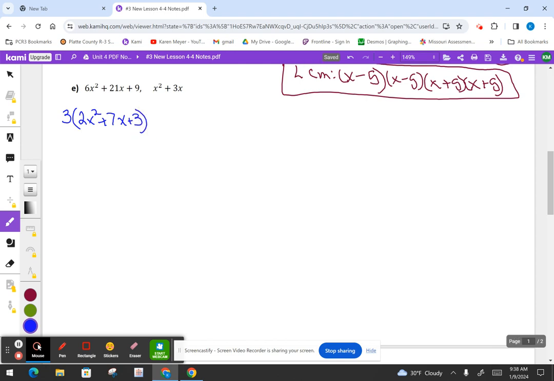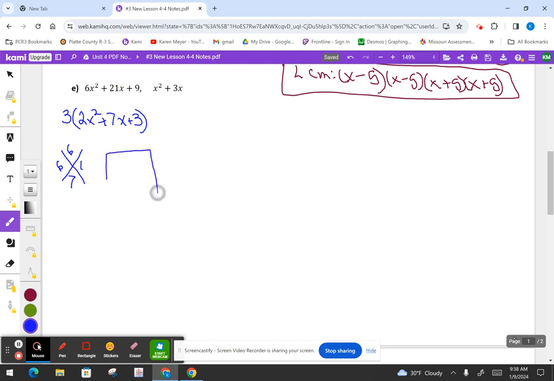But that doesn't get me to 1x squared. That leaves me at 2x squared. So we are going to have to do the long factoring on this one. So make yourself the x. 2 times 3 is 6. And the middle is 7. So multiplies for 6, that adds for 7. Well, that would be 6 and 1.